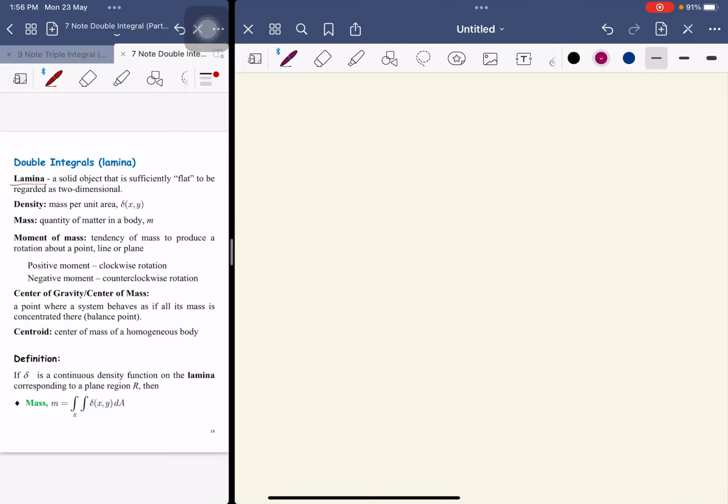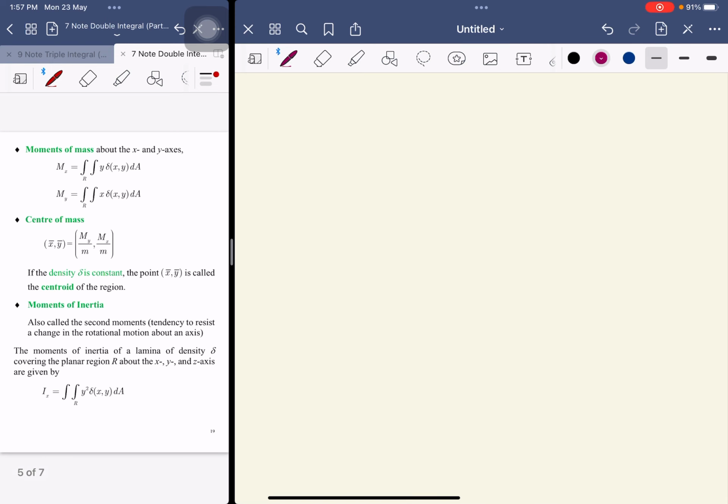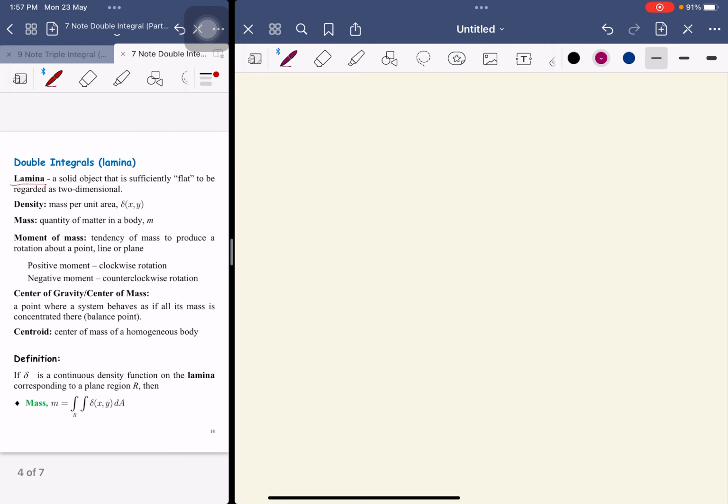So in the previous videos, we have discussed the application of double integral by finding the area as well as the volume of the solid. In this video, I would like to explain more on the physical application, including mass, center of mass, moment of mass, and as well as the moment of inertia. So let's see the definition first.